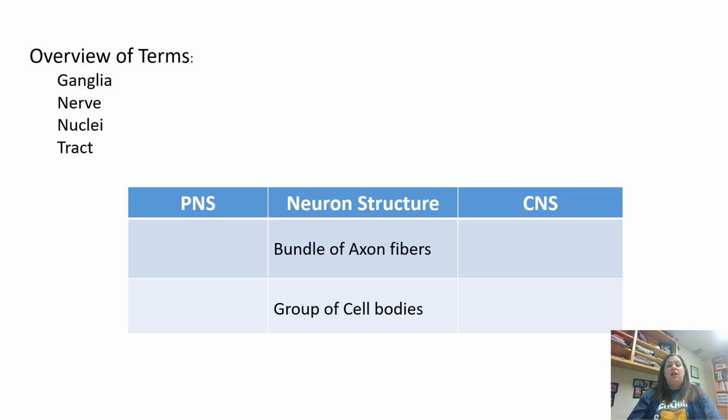So here's a little chart. We talked about this neuron structure, bundle of axon fibers, and a group of cell bodies. They have different names based on if it's the peripheral nervous system or the central nervous system. In the peripheral nervous system, a bundle of axons is known as a nerve. In the central nervous system, it's known as a tract. In the peripheral nervous system, a group of cell bodies is known as ganglia, whereas a group of cell bodies in the central nervous system is known as nuclei. All right, so make sure that you keep these terms separated for the peripheral and the central nervous system.